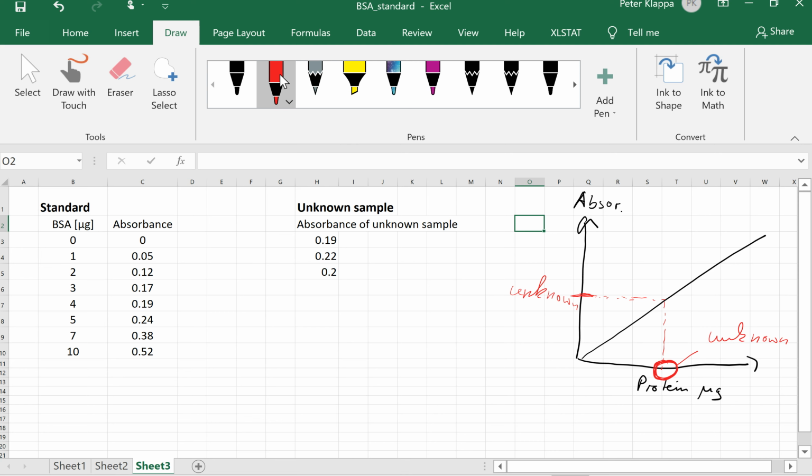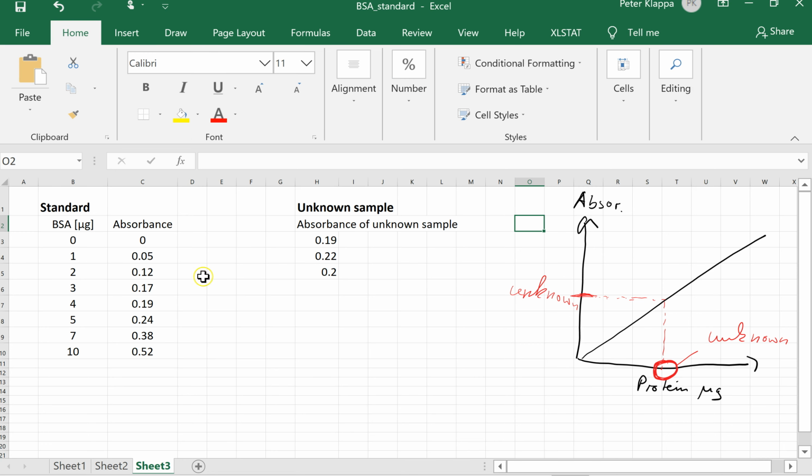So even without knowing any absorption coefficients or extinction coefficients from a standard curve, we can very easily figure out what is the concentration, what is the amount, or whatever we are looking for in our unknown sample. So how are we going to do that in Excel? Well, most of you are familiar with the concept of a trend line.